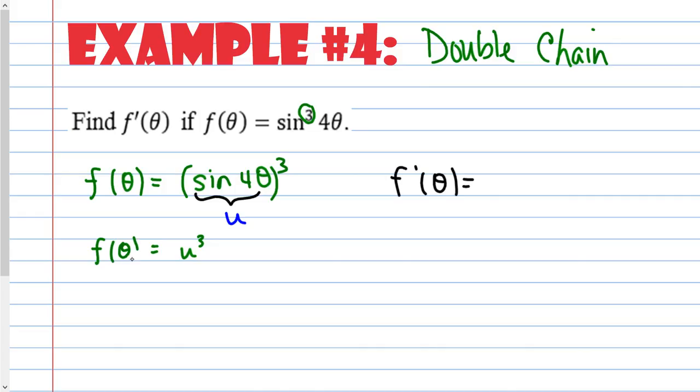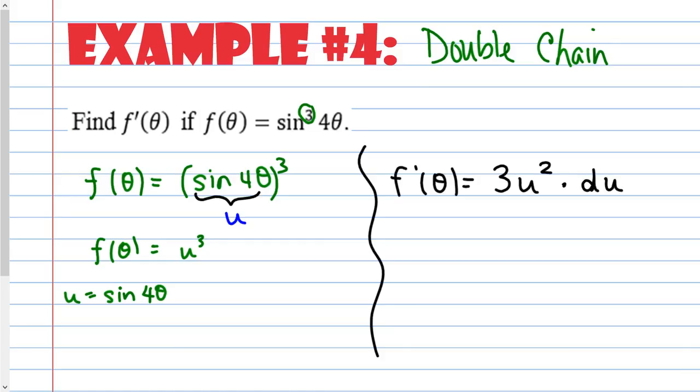So u is the sine part with the 4 theta. Okay, so back to the right side. So derive u cubed. I get 3u squared, but since this is a chain rule, I'm multiplying by the derivative of the inner function, u. Okay, so u is sine 4 theta. So let's go back over here. du would be the derivative of sine 4 theta. Although sine 4 theta is an easy chain rule to do, because it was the first example, and I said whenever you have a coefficient, you just multiply it in, but still.